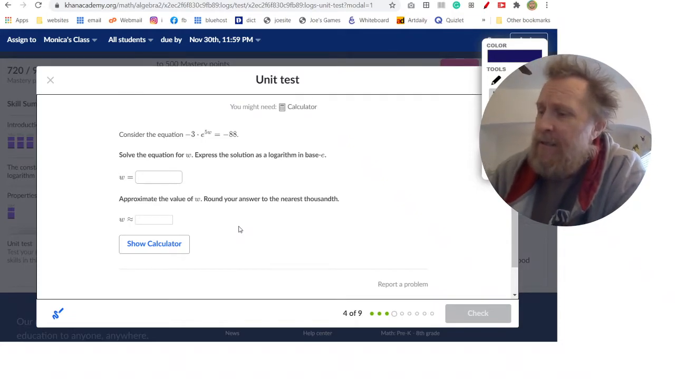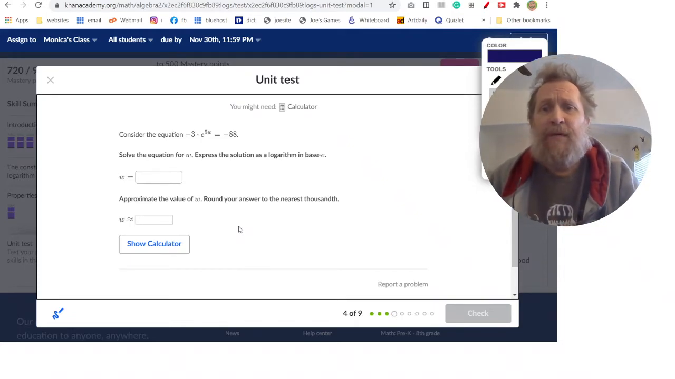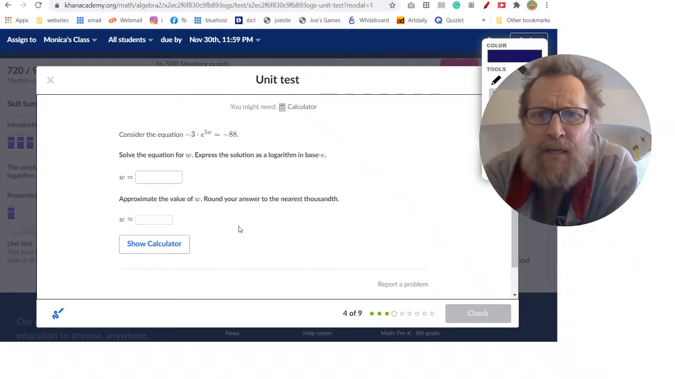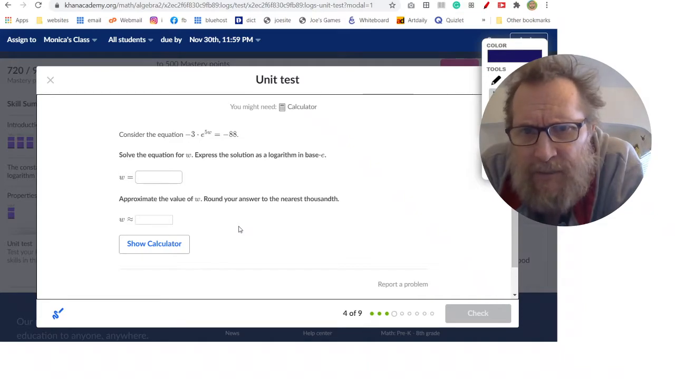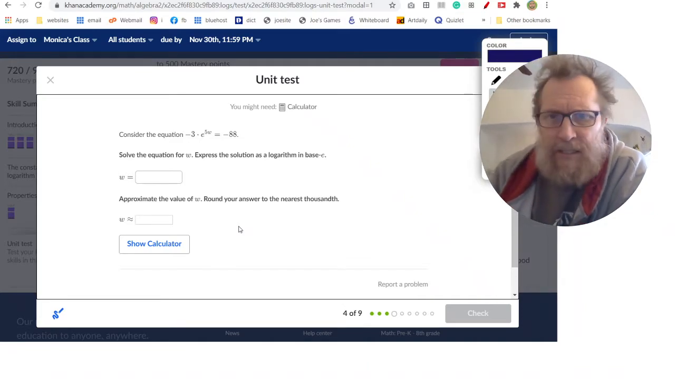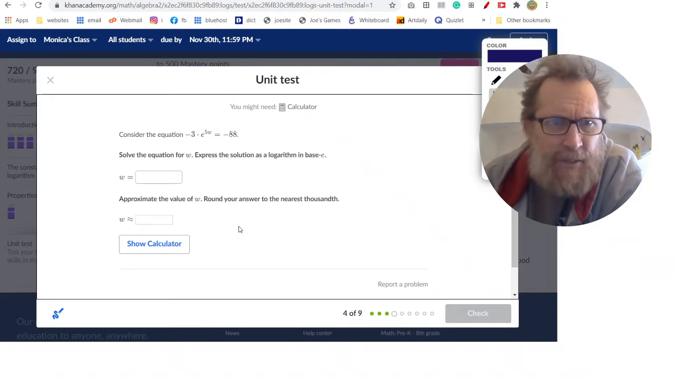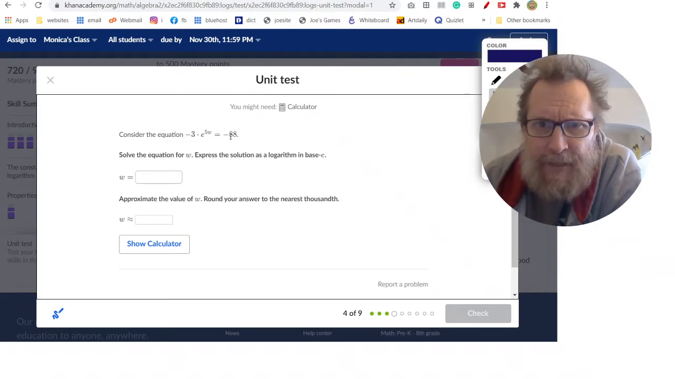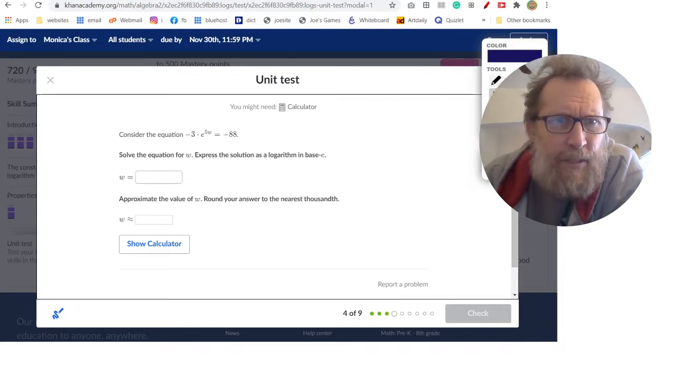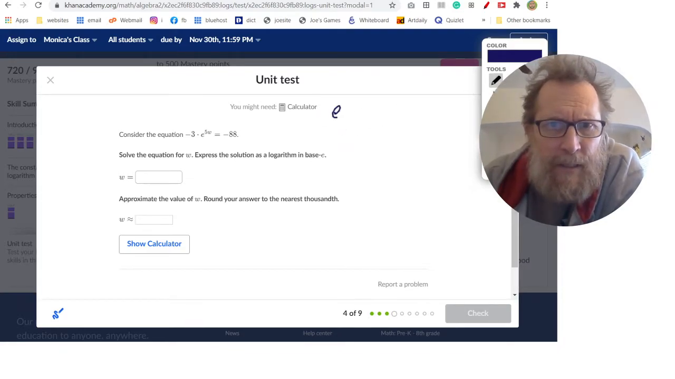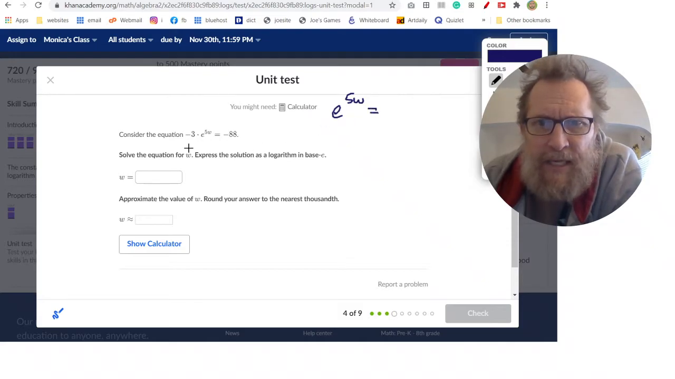All right, consider the equation negative 3 times e to the 5w equals negative 88. Solve the equation for w. Express the solution as a logarithm in base e. Okay. So the first thing we're going to do here is divide that negative 3 out of there. So when I do that, I get e to the 5w equals negative 88 divided by negative 3. So I'm going to have 88 divided by 3.